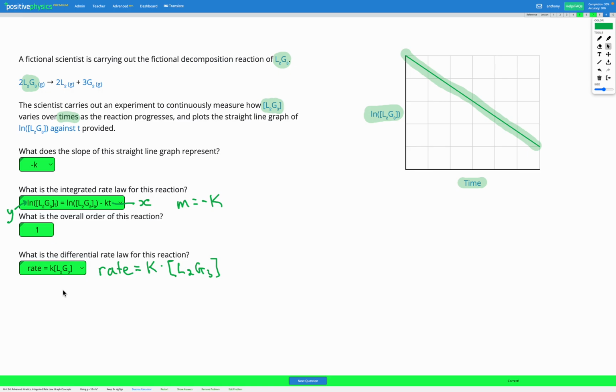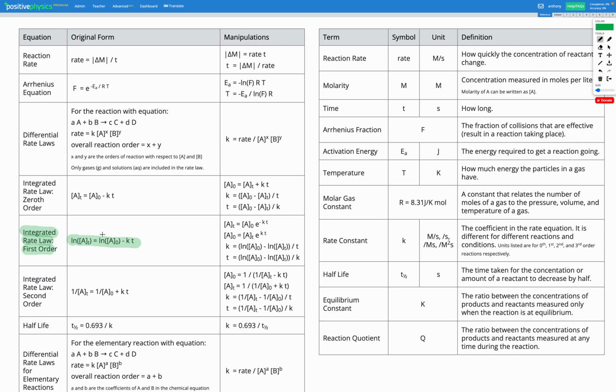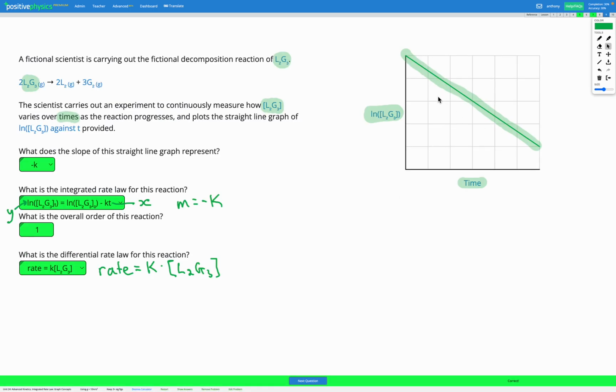So in these questions, we're using our reference sheet. We're choosing the correct rate law based on either what we know from the differential rate law or based on what we have in it. Is it just the concentration? Is it the natural logarithm, ln of the concentration? Or is it 1 over the concentration? And finally, we're using those to map them onto a y equals mx plus b straight line graph to figure out what our slope would represent.